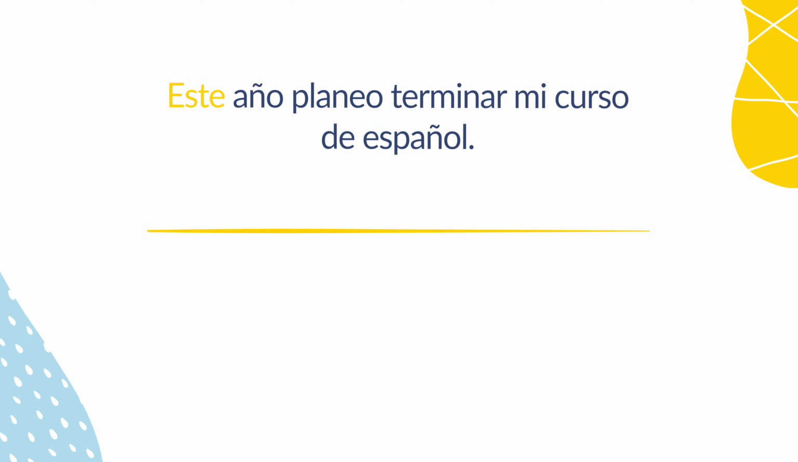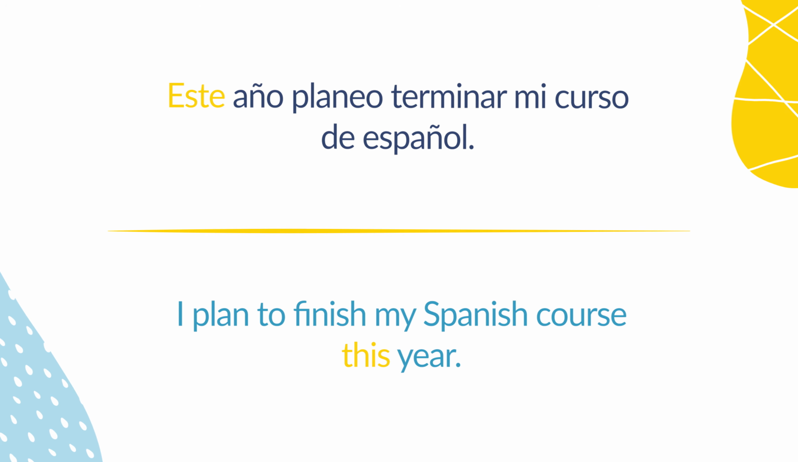For instance, you might find yourself telling a friend, "Este año planeo terminar mi curso de español." I plan to finish my Spanish course this year. The thing you are clarifying in this case is the year that you plan to finish. If you just said año, your friend wouldn't know which year you plan to complete the course. By saying este año, you made it clear that you were talking about this year. Este makes sense here because this year is a close distance away from the current time.